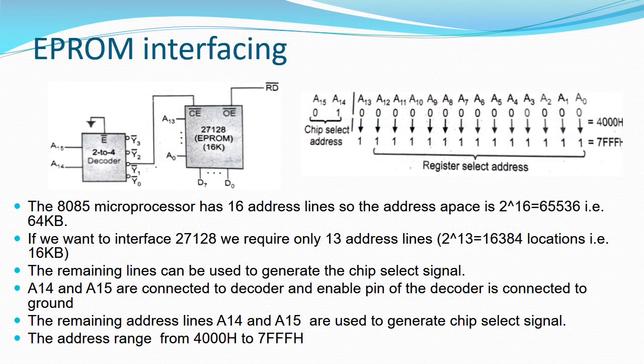Now in this example we are again using 27128, but instead of using a NAND gate we are using a 2 to 4 line decoder. In this decoder the enable line is already grounded and the A14 and A15 lines are used as inputs for the decoder. When A14 and A15 are at logic 0 and 1, the chip is selected. Here you can see in the animation that A14 and A15 remain the same, that is 0 and 1, whereas the address range changes from all zeros to all ones. That is, the address lines A0 to A13 will change from all zeros to all ones, whereas A14 and A15 will remain constant.